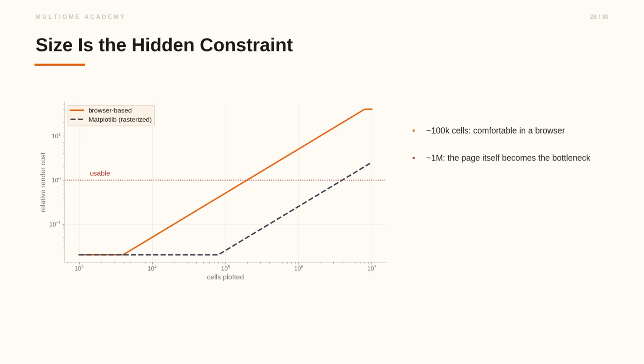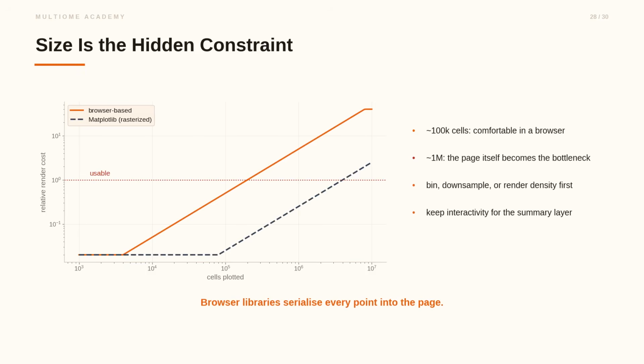Size is the constraint people discover last. Browser-based libraries serialize your points into the page itself, so 100,000 cells is comfortable and 1,000,000 is not. Above that, aggregate before you plot, bin it, downsample it, or render density first, and keep interactivity for the summary.